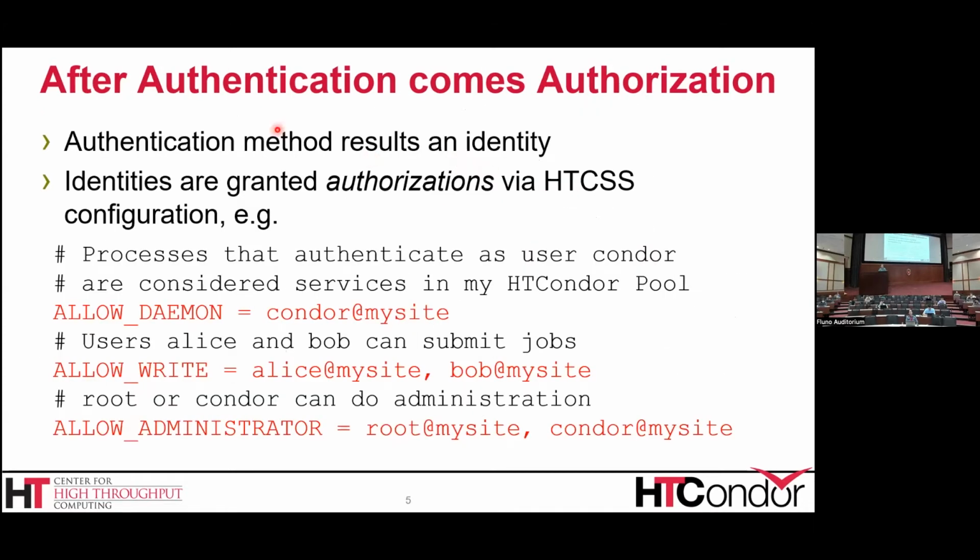So after authentication comes authorization. An authentication method results in an identity. At the end of authentication, HTCondor knows that the person on the other end of the wire is Todd or is Greg. Authorization is what that user is allowed to do.